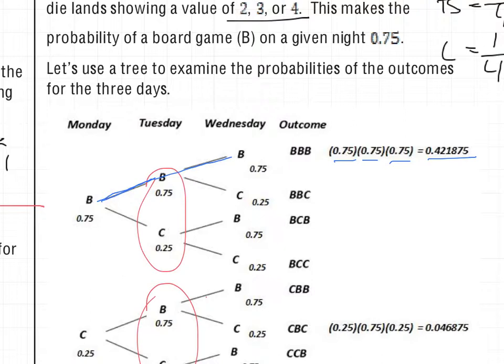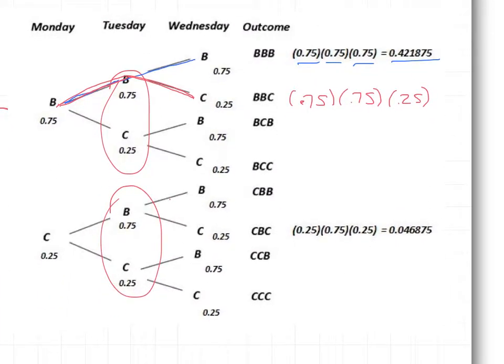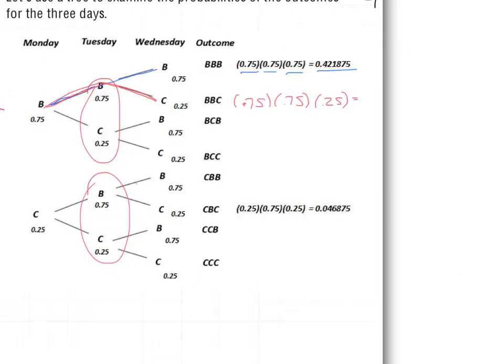Now if I'm following this path, BBC, I can see that it's 0.75, 0.75, 0.25. So to calculate this one, 0.75 times 0.75 times 0.25. You can put that into the calculator to figure that out. Do me a favor, go ahead and calculate the rest of the probabilities for each of these final outcomes. Again, make sure that you've calculated them all, showing your work, what you multiplied along the way, and then come back and check in.